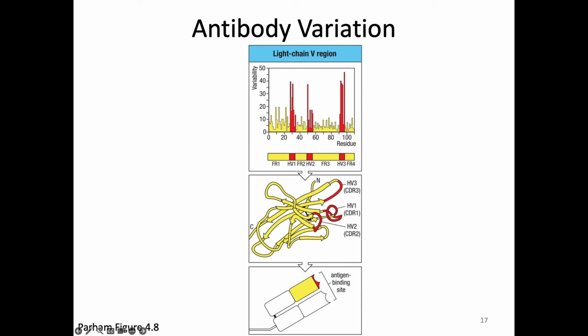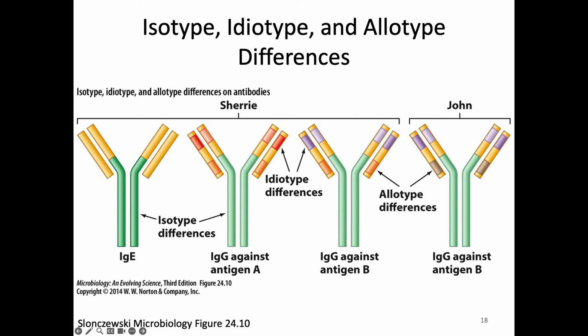I told you earlier about antibody isotypes, and isotypes being one way that we can divide up the many antibodies that a person has. There are some other terms that we can sometimes use when we're dividing up antibodies, and those are shown on a slide here. Sometimes we'll talk about things like idiotype differences or allotype differences.